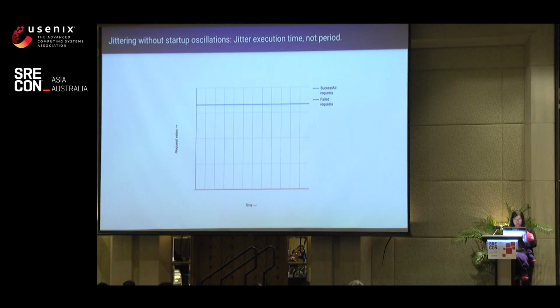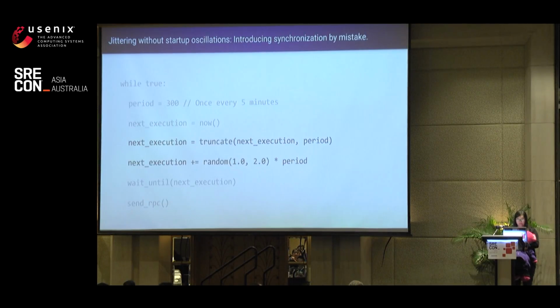So why don't we do this often? Look at this statement. You have the code that truncates the execution time to the nearest epoch, and then adds randomness to that. What happens if you switch the two lines around?